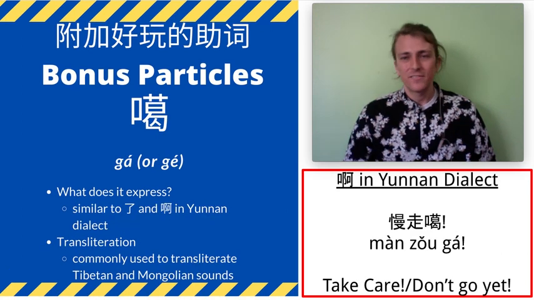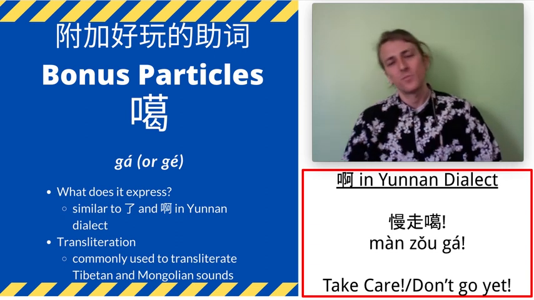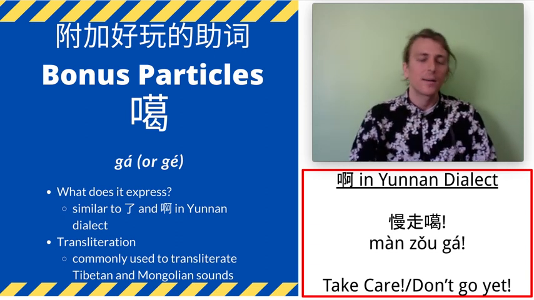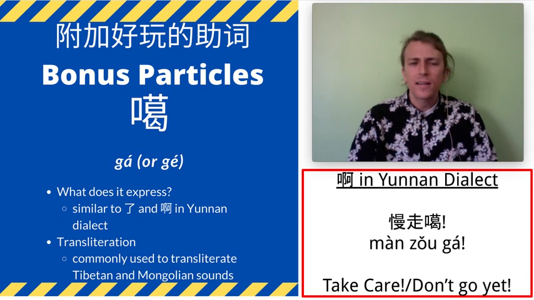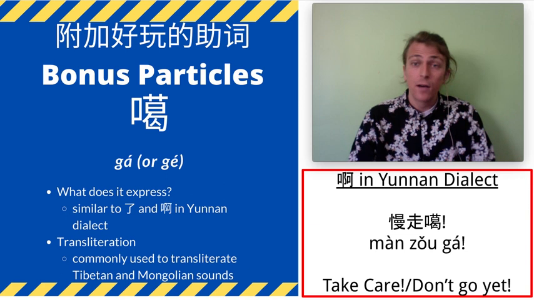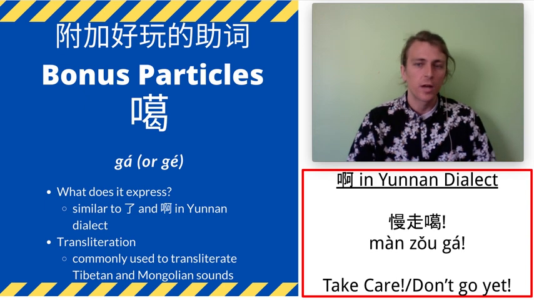Okay, and the last of the bonus particles for today is one of my personal favorites. Comes directly from Yunnan dialect. So this is one that's not used all over China. It's mostly used in Yunnan, which is ga. Ga. The dictionary I was using had ga with the second tone, but I think actually in most cases it's the fourth tone or a neutral tone, especially in Yunnan dialect.